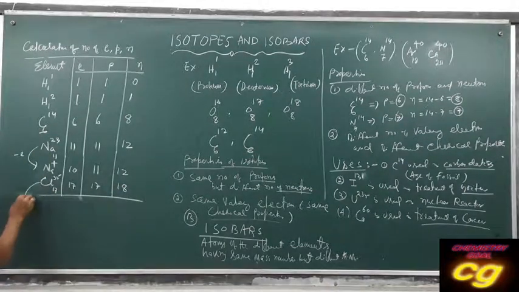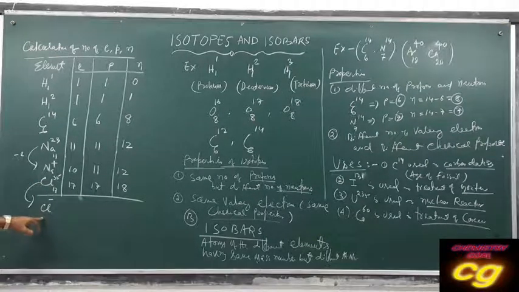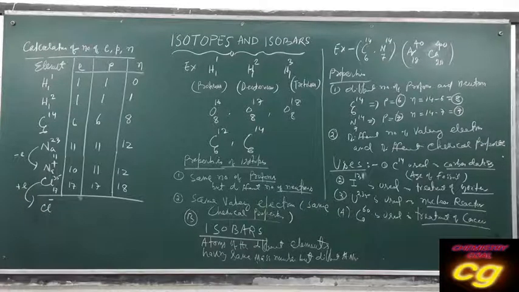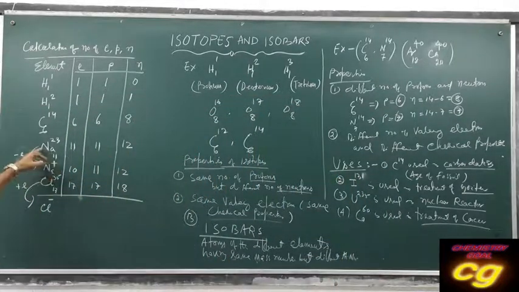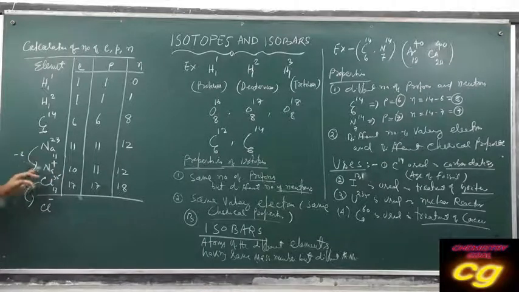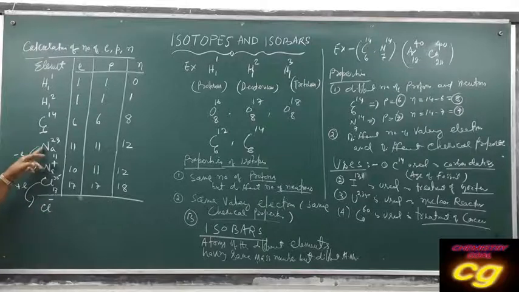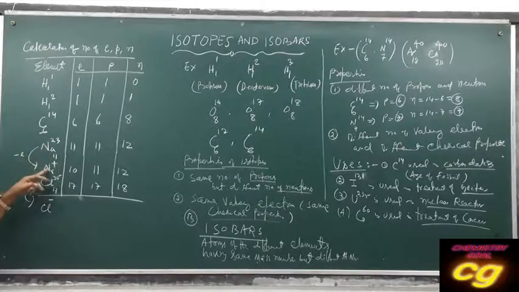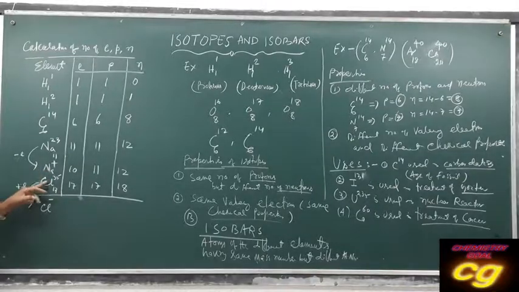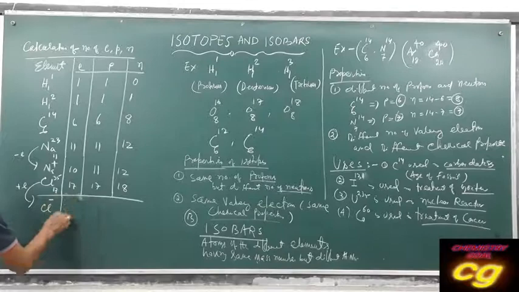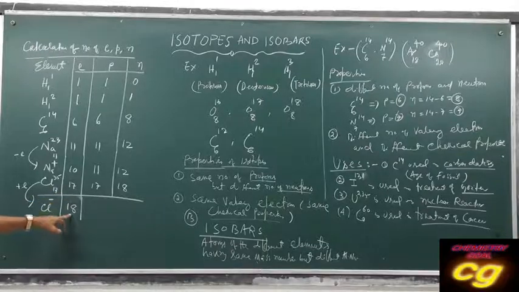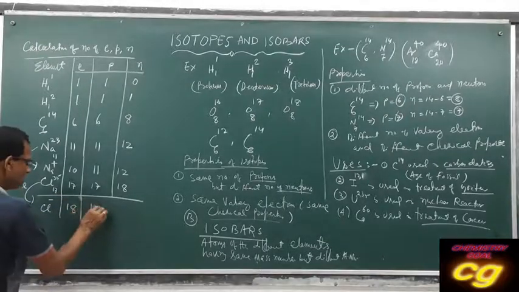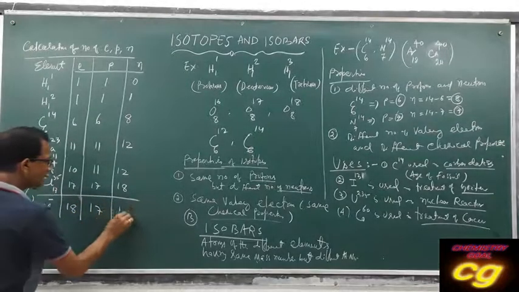But if you convert Cl to Cl minus, that means gain of electron. When an electron is added to the neutral atom, it will have a minus sign. When an electron is lost from a neutral atom, it will become a plus sign. Loss of electron is plus, gain of electron is minus. It depends upon the charge. As it is neutral, losing an electron gives plus, gaining an electron gives Cl minus. Cl minus means the number of electrons increases. The number of electrons will be 18. One electron is added, so 17 becomes 18. But the proton will not change. Proton remains the same, 17, and neutron also remains 18.